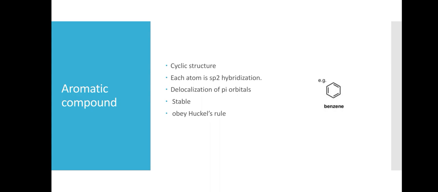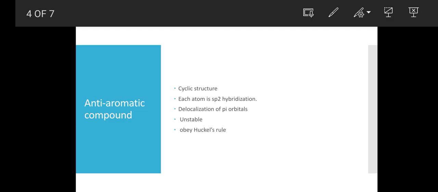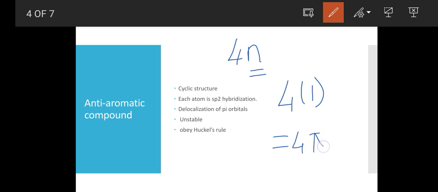Let us see the anti-aromatic compounds. In anti-aromatic compounds, the same rules apply: a cyclic structure, sp2 hybridization and delocalization of pi electrons. But here two things change. One is that the compound will be unstable, and the other is that it must obey the 4n rule. Here we substitute n as 1 and we get 4 pi electrons.